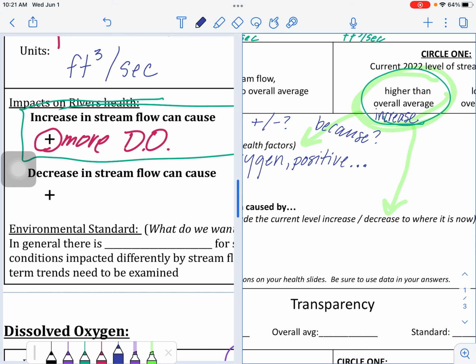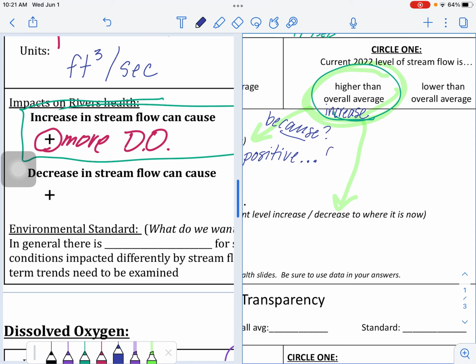And then we want to give our because. Positive because fish need oxygen, right? Fish have to breathe oxygen in the water. So higher levels means that the fish have more health, they're not stressed, they can continue to reproduce, right? They can thrive when there's more oxygen.